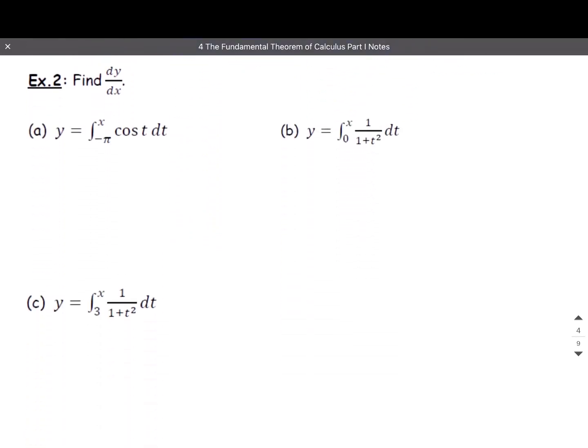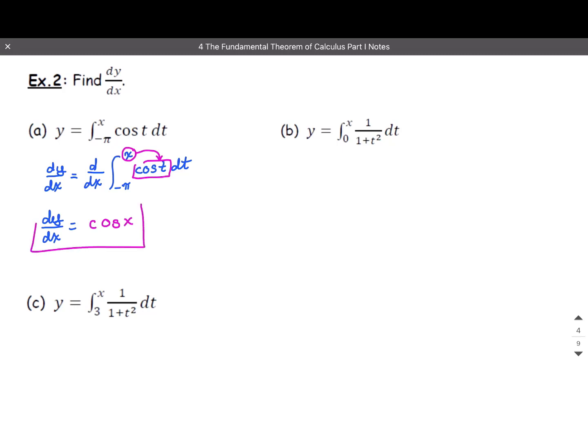All right, so let's find dy dx. Let's try a few more. We have y equals the integral from negative pi to x of cosine t dt. Well, the derivative of y is dy dx. We would have to take the derivative of the other side. Now, I'm writing it out the first time. I am not going to need you to write this step all the time, okay? It'll be okay if you come right down to this step. When we take the derivative of this integral, we're going to take the x and plug it into this function, and our derivative is cosine x. All done.